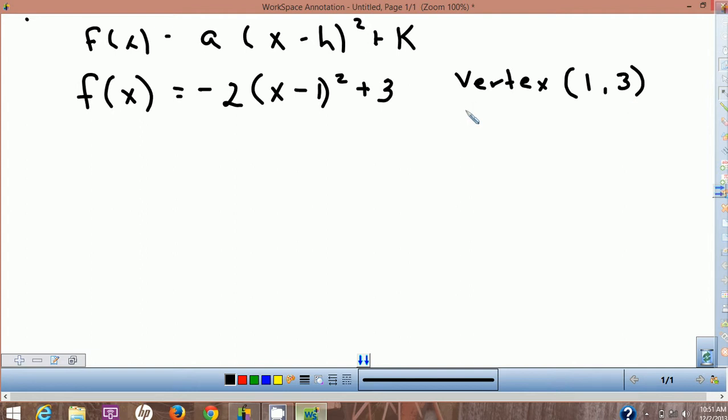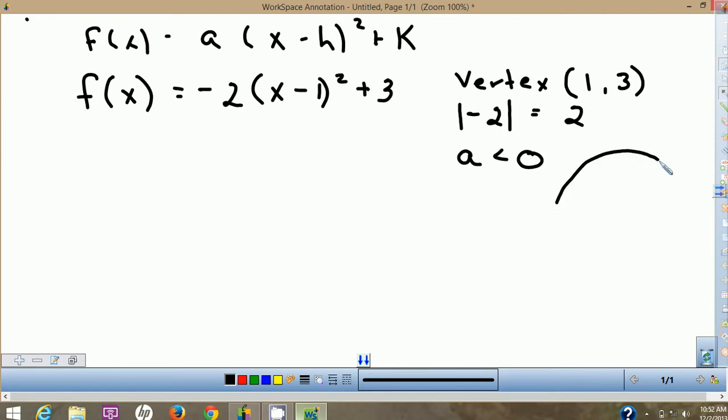We also know that the absolute value of a, in this case the absolute value of negative 2, is 2, and we know that a is less than 0. The fact that a is negative tells me that I'm going to have a frowny face parabola. So let's put all of this in the correct mathematical terms and then we'll graph it.